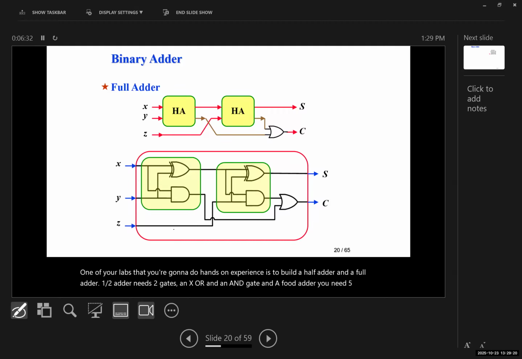And again, let me give you another example. If we have 3 inputs, X0, X1, and X2, N is equal to 3. How many outputs would we have? 8. Thank you. So 2 to the power of N is equal to 2 to the power of 3 is 8. 1, 2, 3, 4, 5, 6, 7, and 8. Okay.